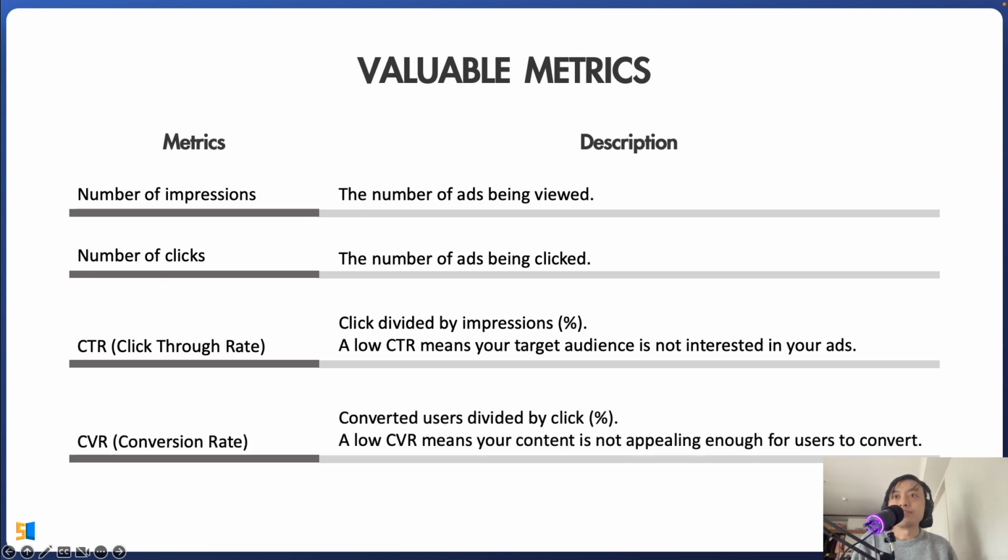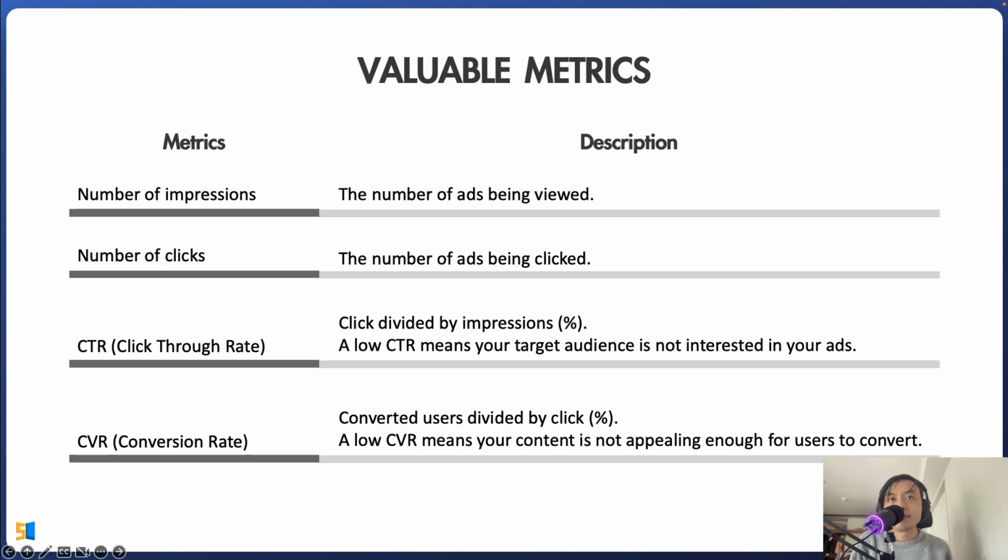CVR, or conversion rate, is about converted users. Converted users mean, for example, if your target is sales, then the number of people who buy your products. Or if your target is, let's say, acquisitions, then this is the number of people who download your application. So it's basically converted users number divided by clicks.